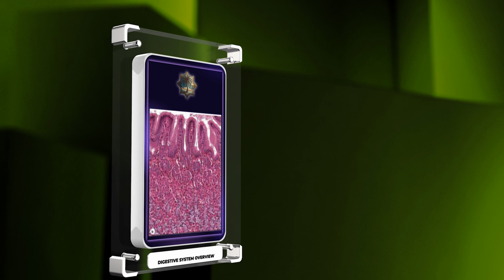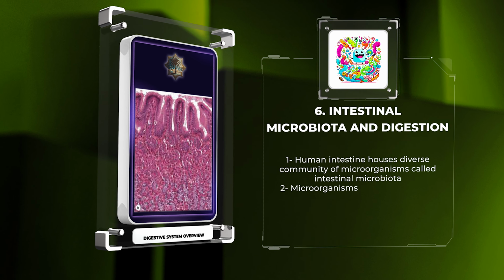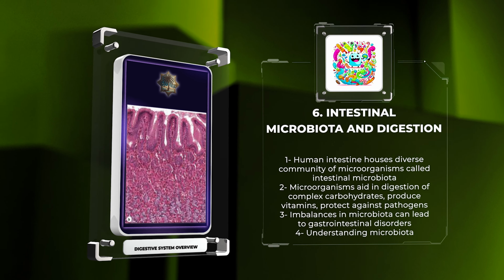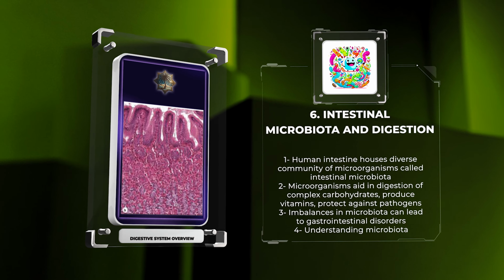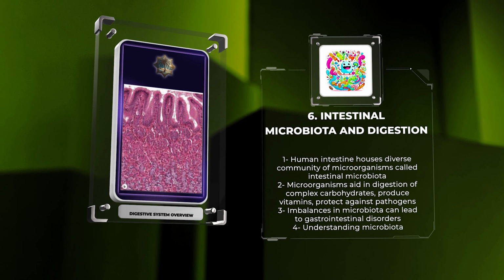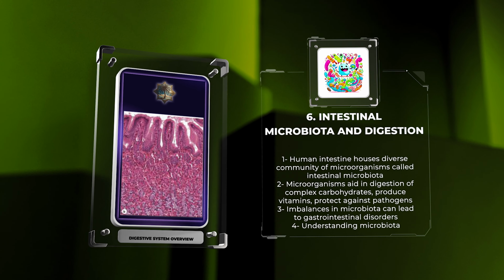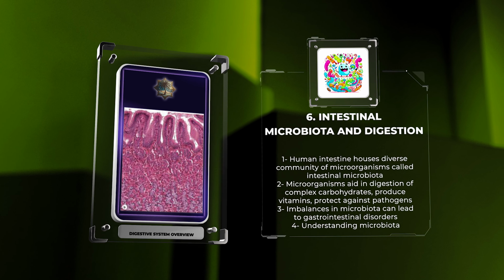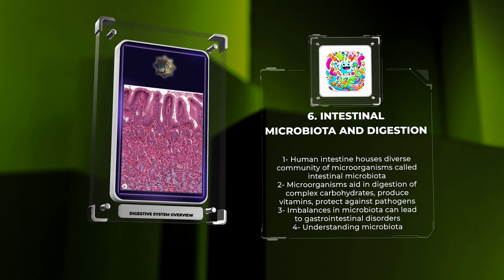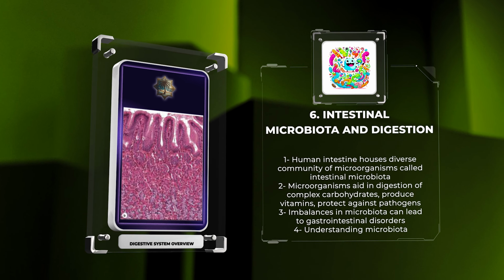The human intestine houses a diverse community of microorganisms called the intestinal microbiota. These microorganisms aid in the digestion of complex carbohydrates, produce vitamins, and protect against pathogens. Imbalances in the microbiota can lead to gastrointestinal disorders. Understanding this relationship is vital for maintaining gut health.